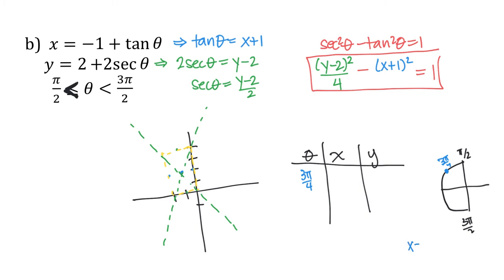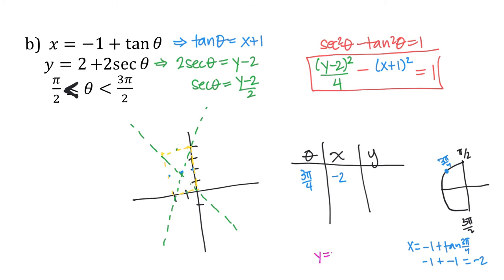Okay, let's see. x equals negative 1 plus tangent 3 pi over 4. What is the tangent of 3 pi over 4? This point is negative root 2 over 2 comma root 2 over 2. y over x is negative 1. So negative 1 plus negative 1 is negative 2. So if x is negative 2, that could be down here, that could be up here. I'm not sure which one that's going to be. Let me see what happens when I plug it into the y equation.